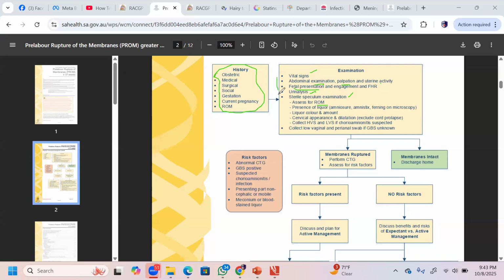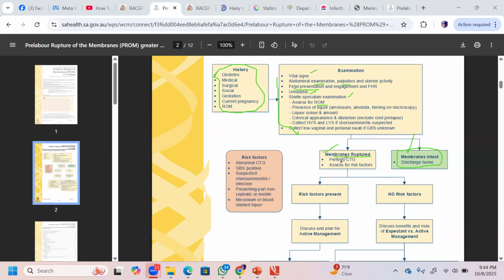So after this examination, you will find out either the membrane is intact or the membrane is ruptured. If the membrane is intact, then no problem. You can discharge the patient. Nothing to alarm here. But if the membrane is ruptured, then there is a chance of getting chorioamnionitis. So this one is an alarming situation.